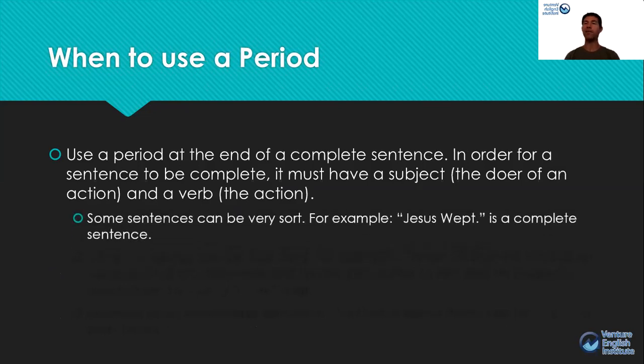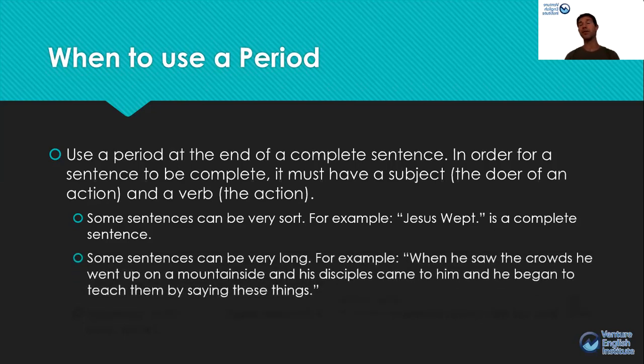We can have very short sentences. For instance, there's a sentence in the Bible, Jesus wept. It's only 2 words, but it has both the doer of the action, Jesus, as well as the action, which is wept. That is a complete sentence because it is a complete idea.